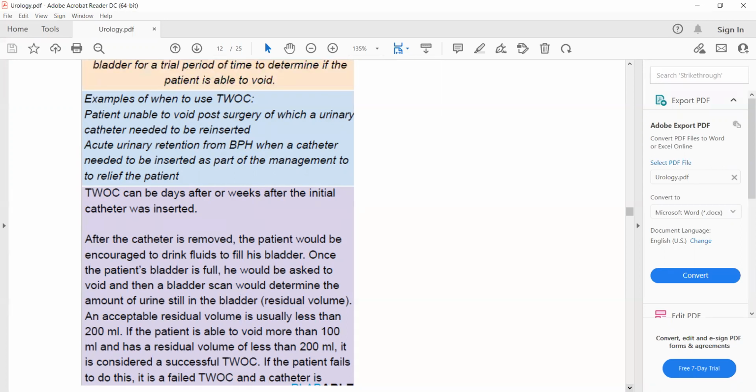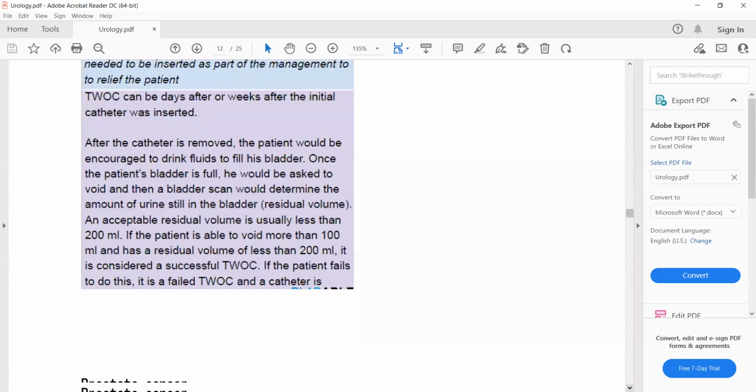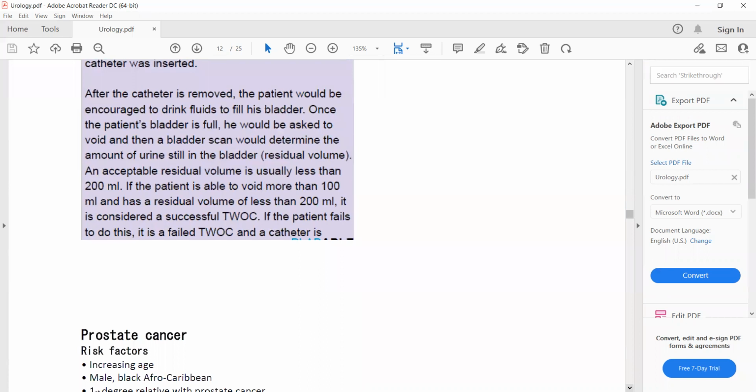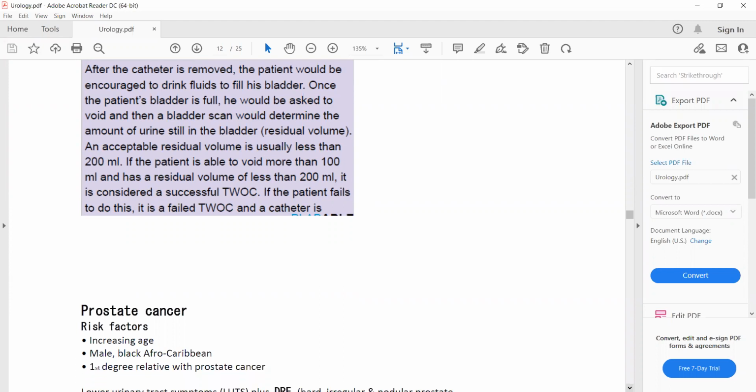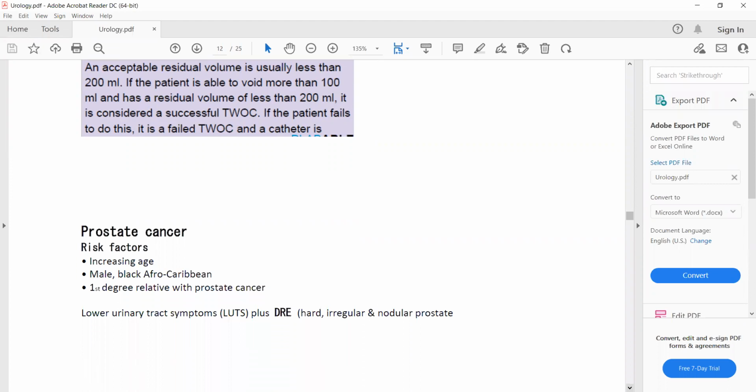Two examples when we can use a trial without catheter: one is when the patient is unable to void post-surgery, and the second is urinary retention due to BPH. So this was all about benign prostate hyperplasia, its management, the complication of the procedure, that was dilutional hyponatremia, and management of acute urinary retention due to BPH. Is it clear, everyone? If there's any question, anyone can ask.